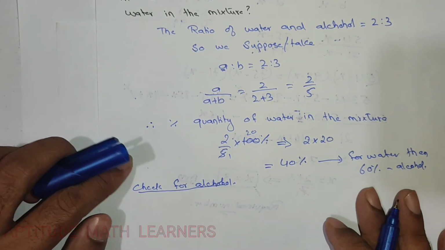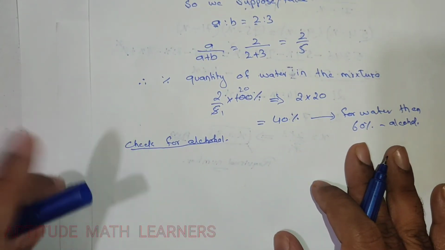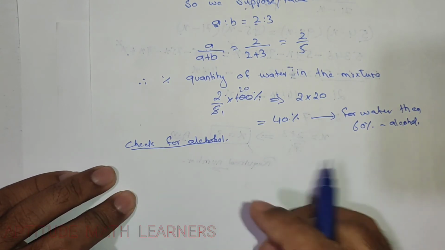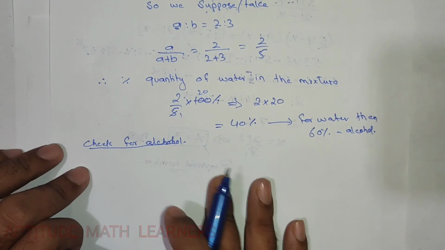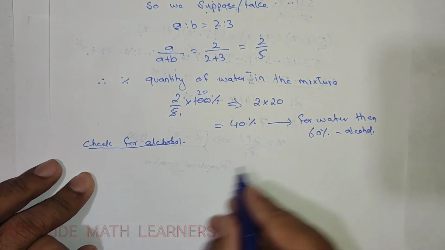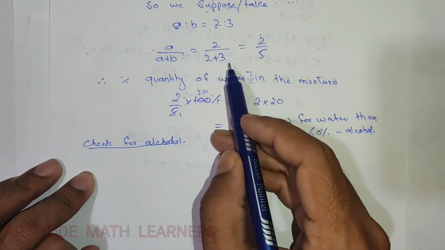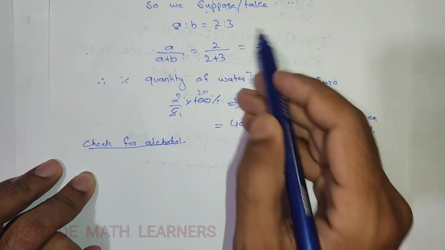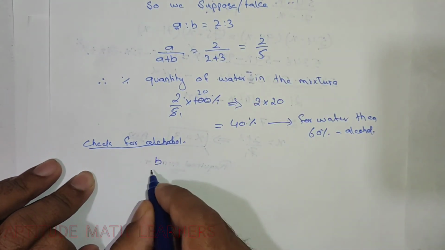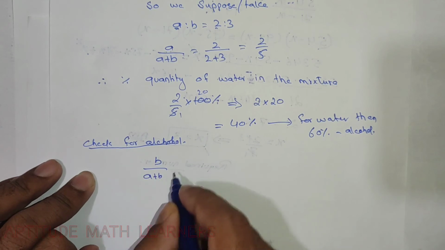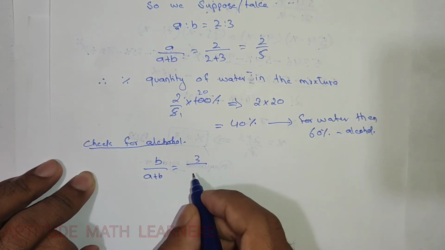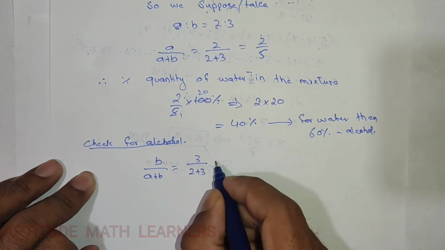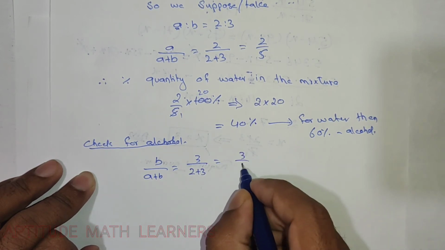So we get the percentage for alcohol, 60, in that mixture or not. So how much does that become? You can see it. So now what is the quantity of alcohol in the mixture? That is 3, so we take it B. A plus B is equal to 2 plus 3, which is 5.